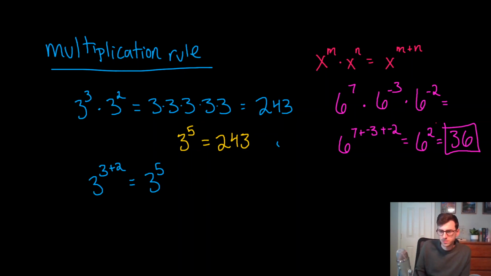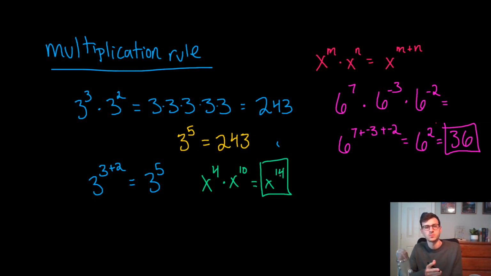Maybe one more. I know I'm getting kind of carried away here, but that's fine. What if we have x to the 4th times x to the 10th? Just like before, I have the same bases, so 4 plus 10 is 14. So that would be my answer. It would be x to the 14th power. So this is the multiplication rule of exponents.